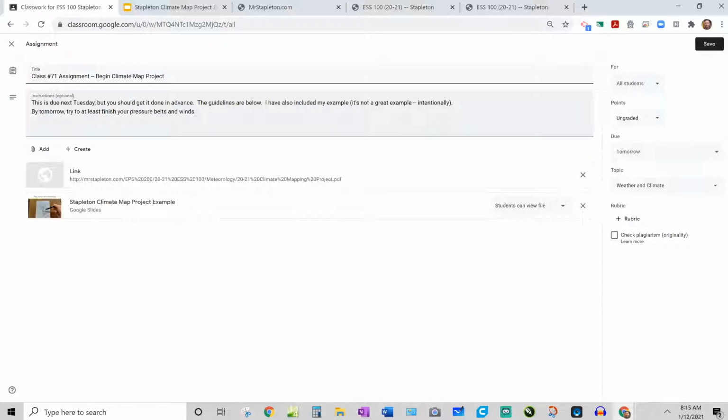I've also included my example. My example is intentionally incomplete, not really good, because I don't want people to just copy it. By tomorrow, try to at least finish your pressure belts and winds.